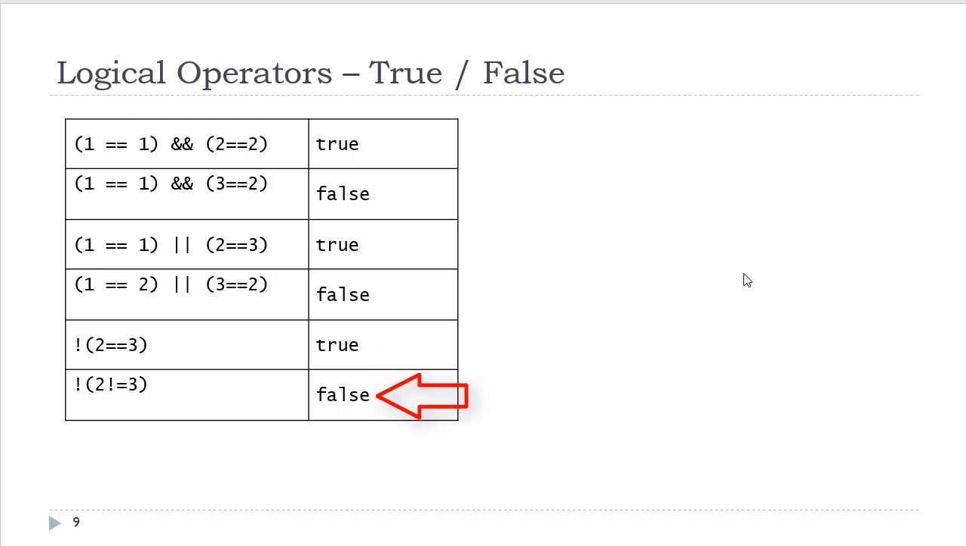Let's take a look at the next one. And in parentheses, 2 is not equal to 3. And on the outside of that, we have the exclamation point. All right, so they're asking you, is this not true? Okay, no, it's false because it is true. 2 is not equal to 3. So watch these negatives. They can be a little confusing.